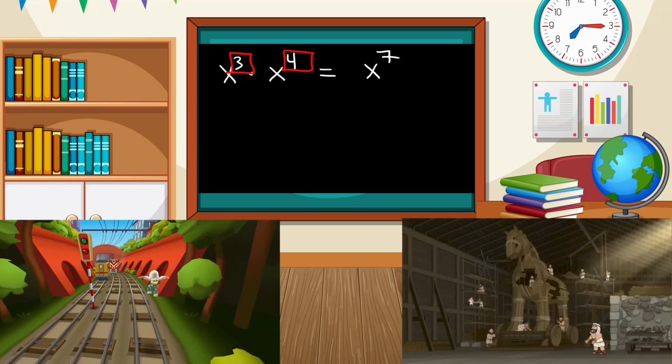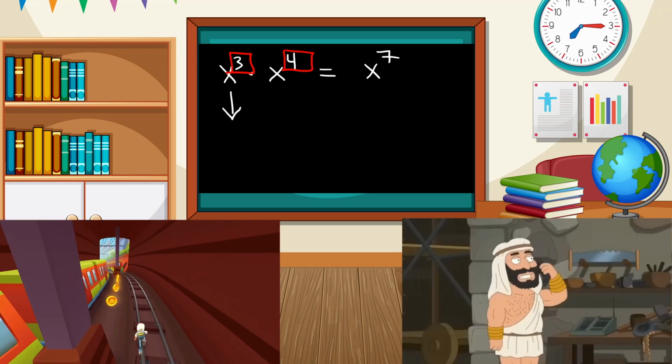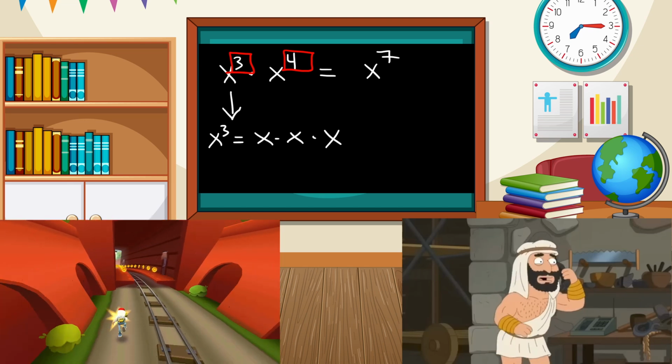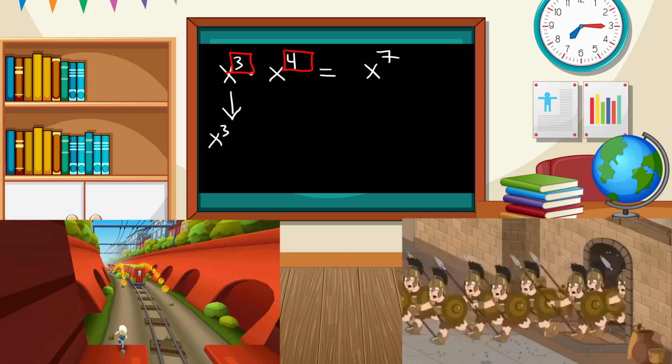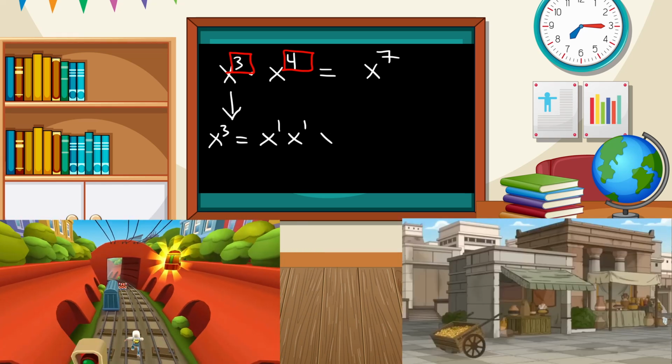Now let's understand why that's the case. So what really is x to the 3rd power? X to the 3rd power is basically x times x times x. So what it means is that we're multiplying 3 x variables together. And x is basically x to the 1st power. So 1 plus 1 plus 1 is really 3.